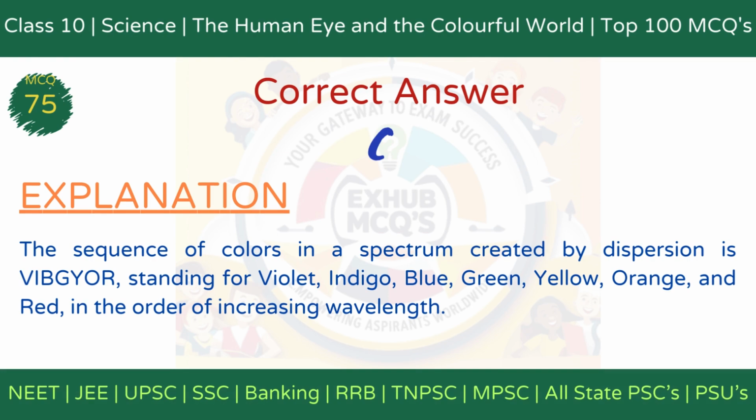The correct answer is option C, VIBGYOR. Explanation: The sequence of colors in a spectrum formed by the dispersion of white light is violet, indigo, blue, green, yellow, orange, and red, abbreviated as VIBGYOR.